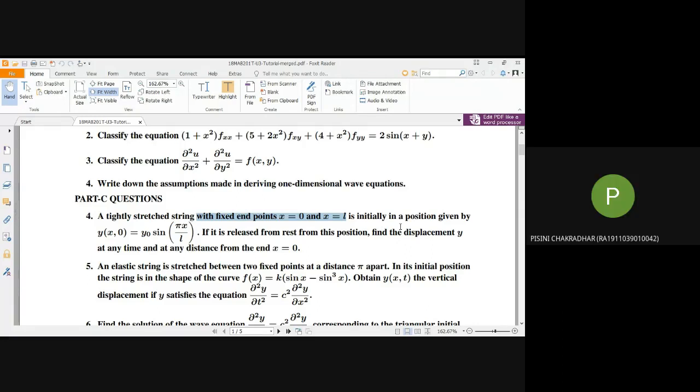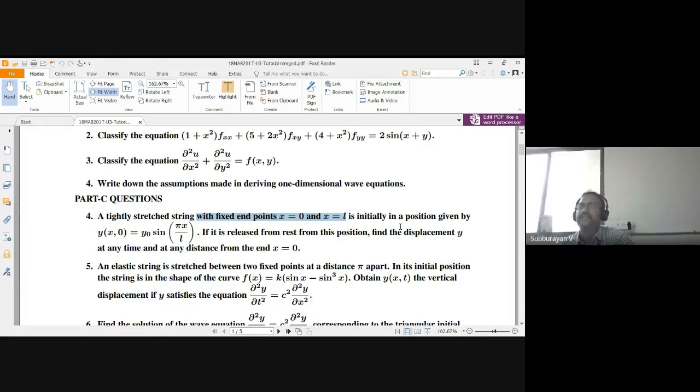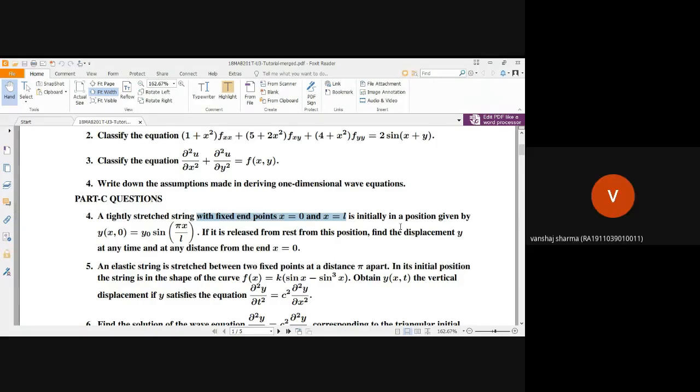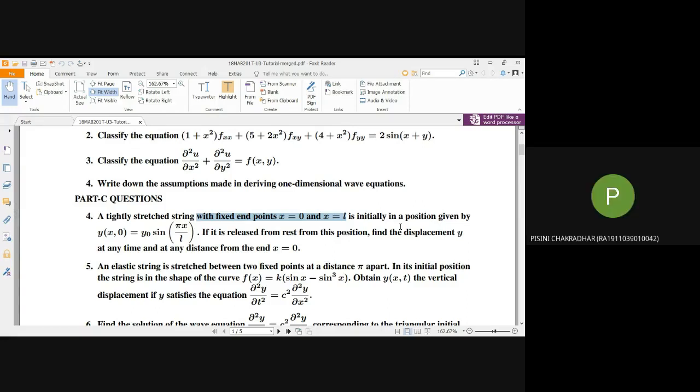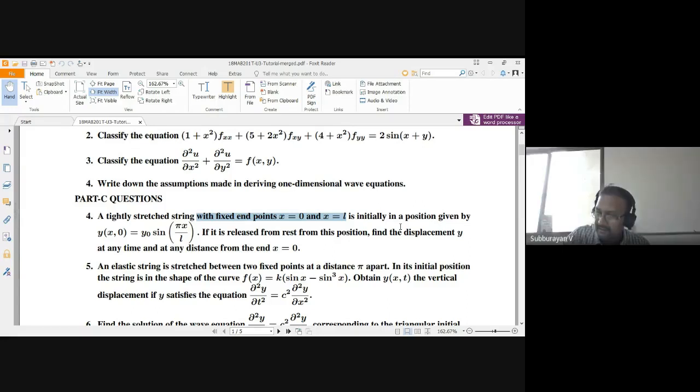And then the third condition. Initially there is no velocity. Y(x, 0) is a displacement function. Velocity means what? Derivative. That is ∂y/∂t. So ∂y/∂t of (x, 0) equal to 0. Very good. And the third condition, so fourth condition.